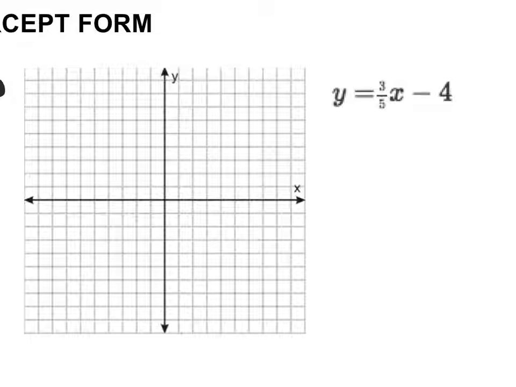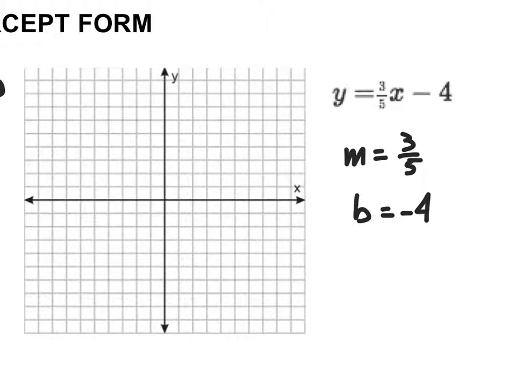y equals 3/5 x minus 4. So my slope m is equal to 3/5. My y-intercept is -4, so I'm going to plot -4: 1, 2, 3, 4. Okay, and then I have a slope of 3/5. So I'm going to go up 3 and over 5: 1, 2, 3, 4, 5. Plot a point. Okay, same thing. Repeat that process. Go up 1, 2, 3, and then go to the right 5: 1, 2, 3, 4, 5, and plot another point.